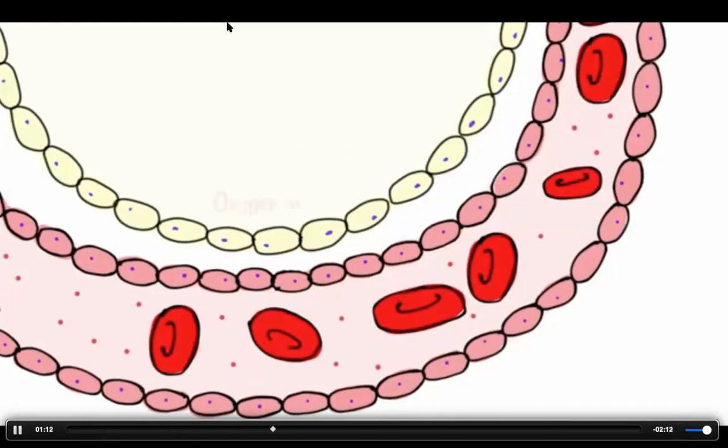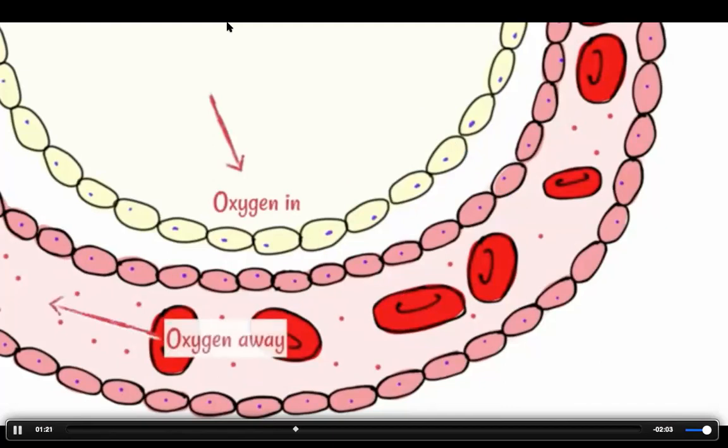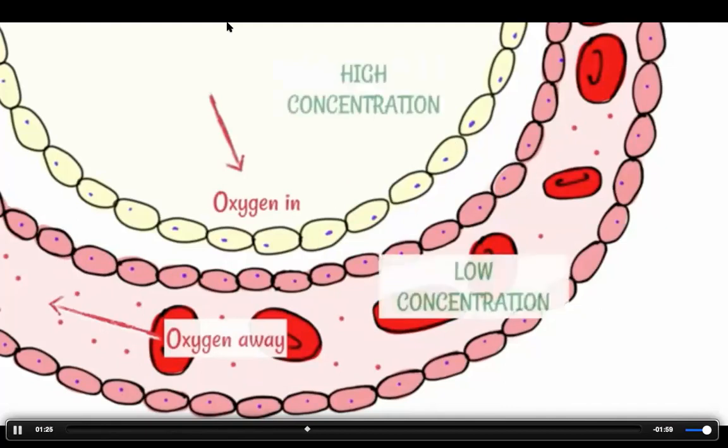Now then, oxygen, as we've already said, is constantly being supplied through breathing, but it's also being taken away from this area because of the blood flow. What this means is that we are constantly maintaining a concentration gradient, which is what allows this transfer of gas, this gas exchange, to continue.